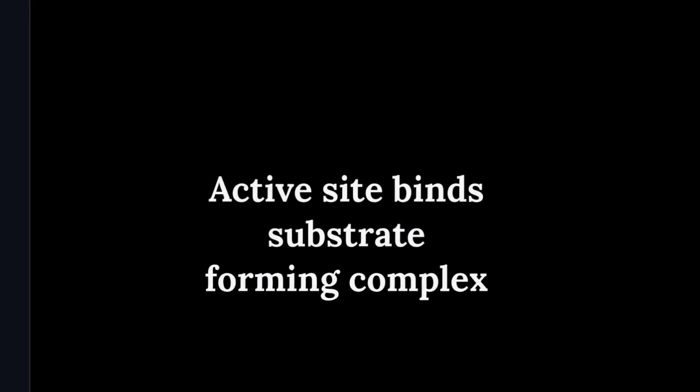Every enzyme has a region called the active site. The active site has a specific shape that is complementary to the substrate. It forms temporary bonds with the substrate. When the substrate binds to the active site, an enzyme-substrate complex is formed. This process is crucial for the reaction to occur.